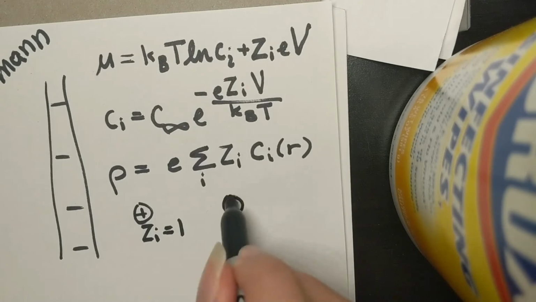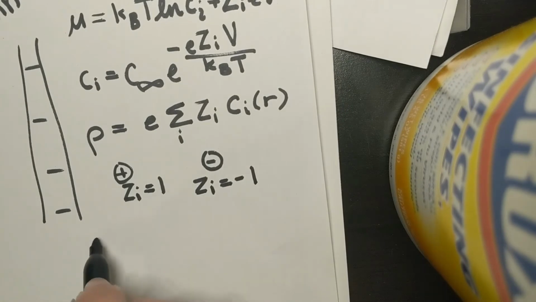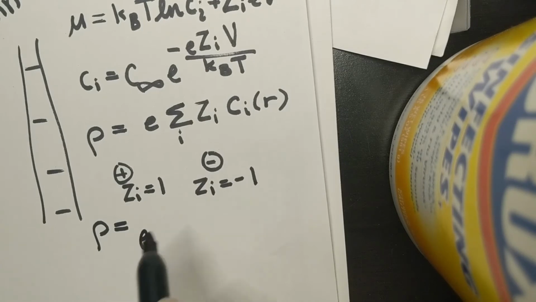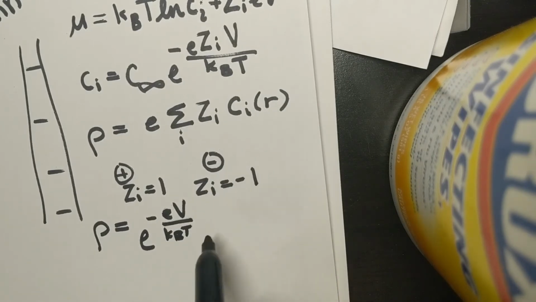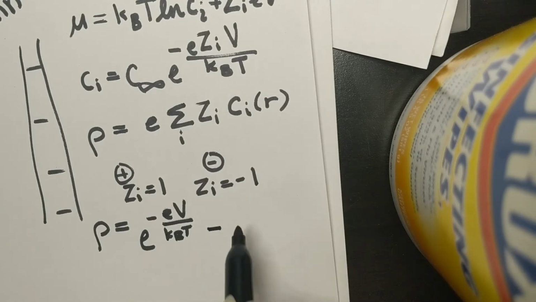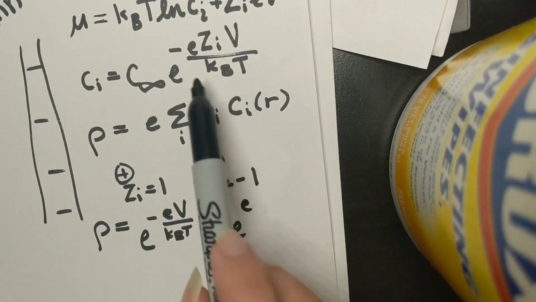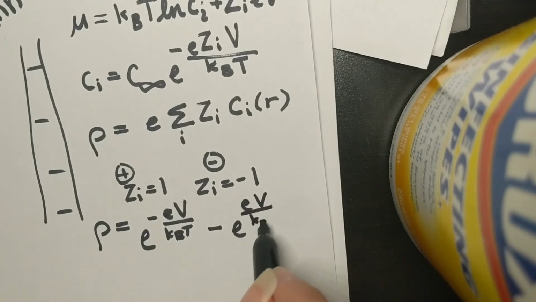Equals 1. And this salt cow, Zi equals -1. All right? So we can say that this rho value, this charge density, is equal to the exponential of minus E times the potential over kBT. And then we're going to do minus, which is from this negative salt cow, E to the positive, because it cancels with the negative sign that's already in there. E to the positive potential, divided by kBT.